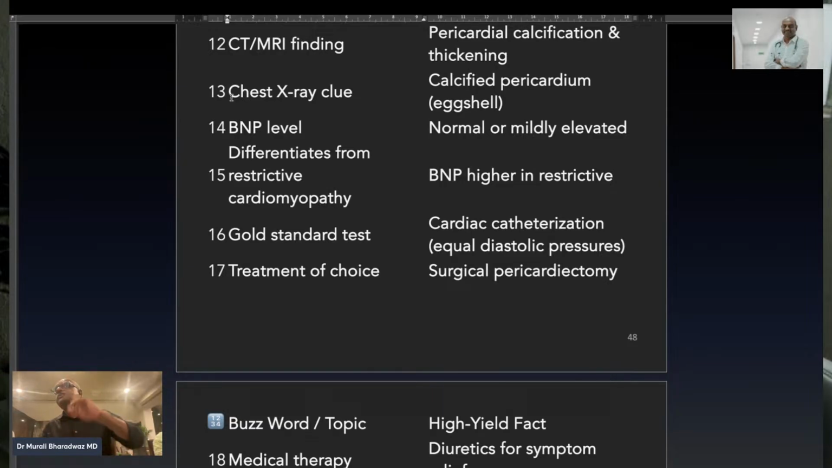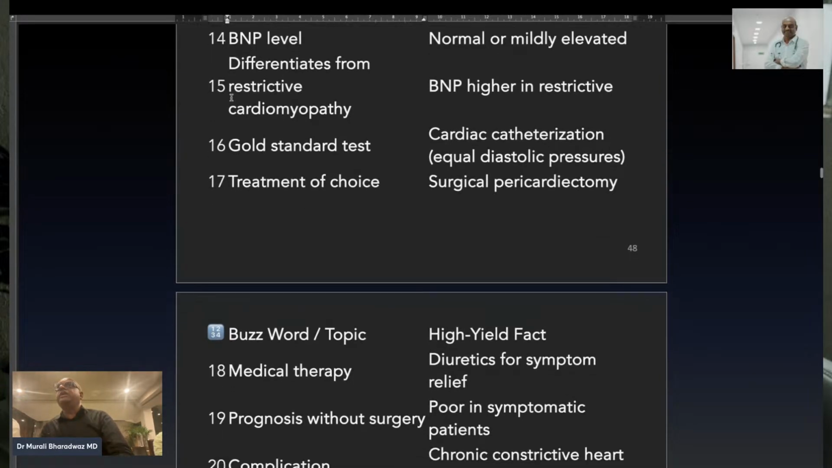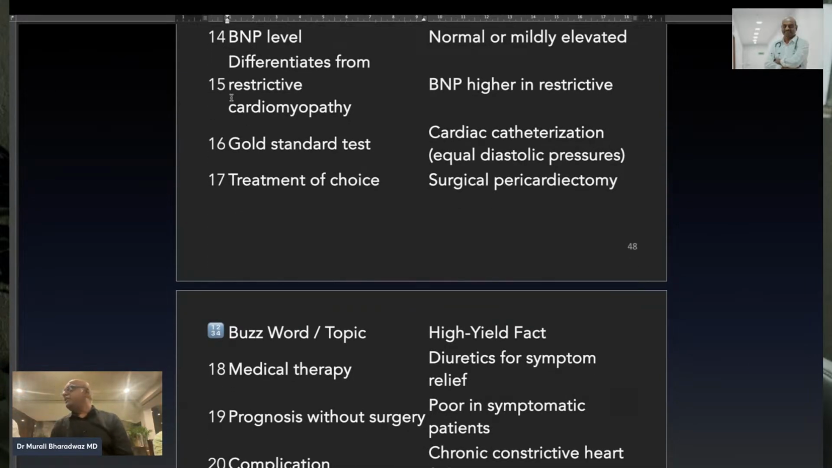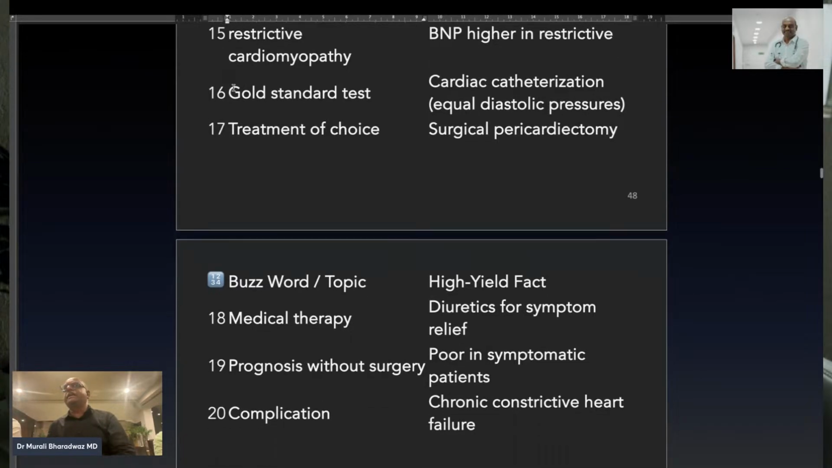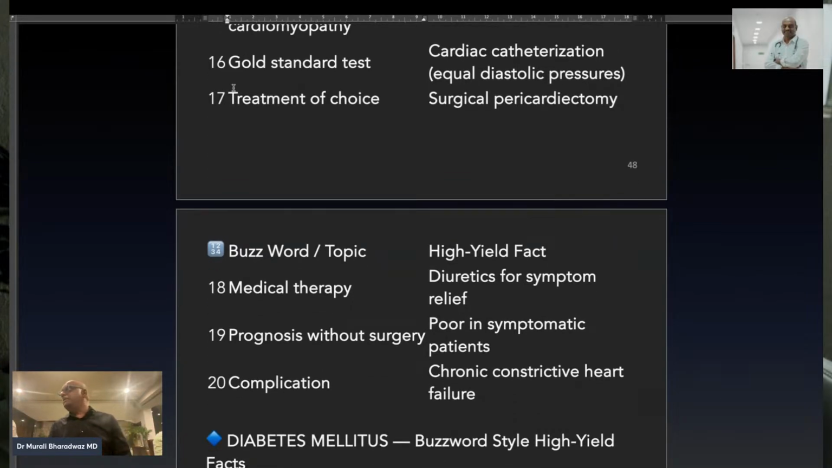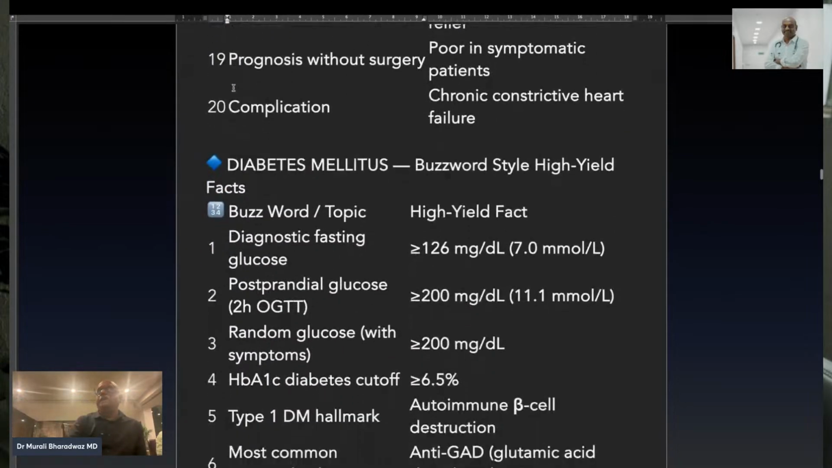How to differentiate restrictive cardiomyopathy from constrictive pericarditis? Do the BNP, pro-BNP level. It is much, much higher if it is a restrictive cardiomyopathy. And if you do cardiac catheterization, what do you get? Equal diastolic pressures is the classical thing, and you treat by surgical pericardiectomy, nikal do unko. And because there is all congestion in the right systemic circulation, right heart side, diuretics. Okay.